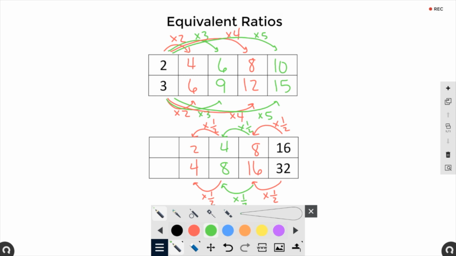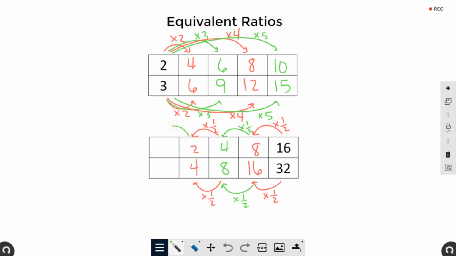And to fill out the last spot on the table, we can do the same thing. 2 times 1/2, which is the same as dividing by 2, gives us 1, and 4 multiplied by 1/2 gives us 2. So 1 to 2 is equivalent to 16 over 32, as in all these other ratios.